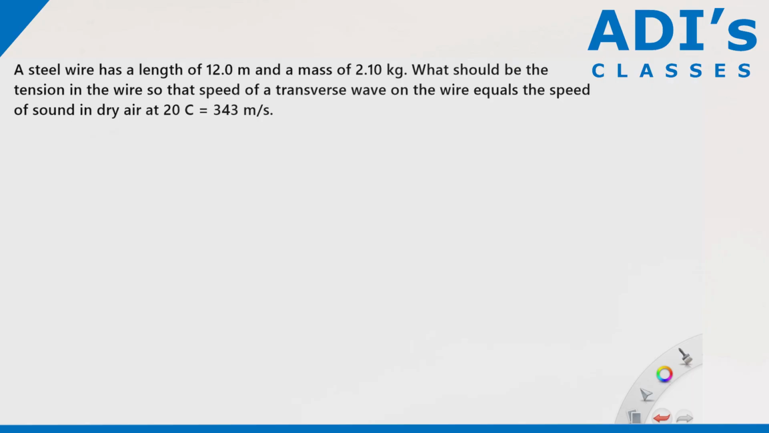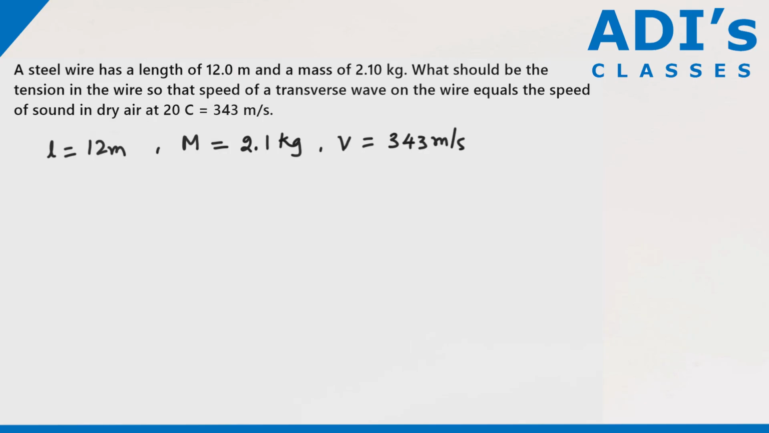Again, let's list down what is given to you. The length of the wire, L is equal to 12 meter. Mass is given by 2.1 kg. And you have the speed of sound, velocity, v value is equal to 343 meter per second.